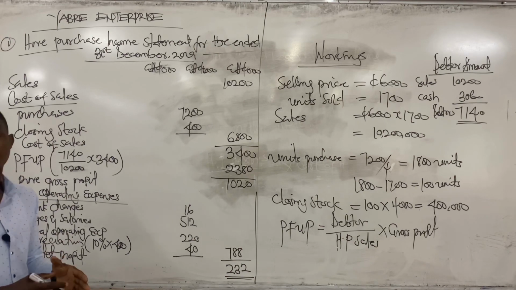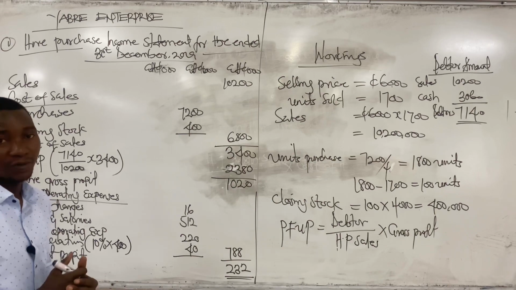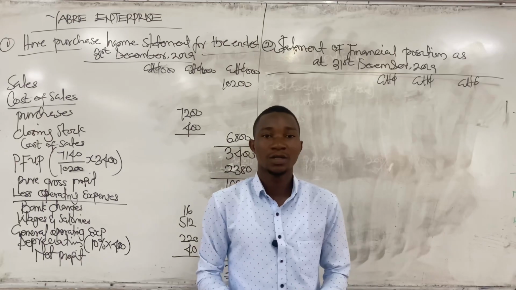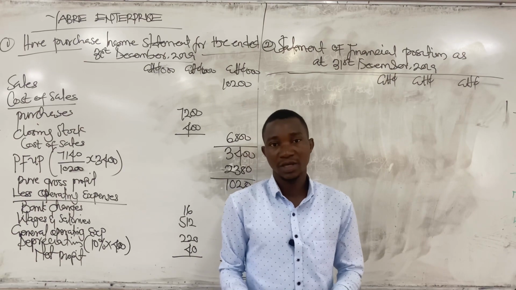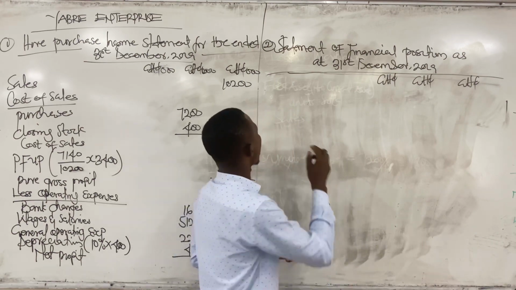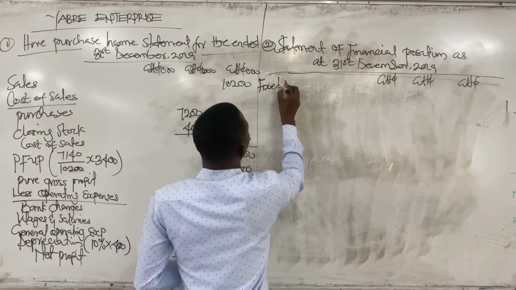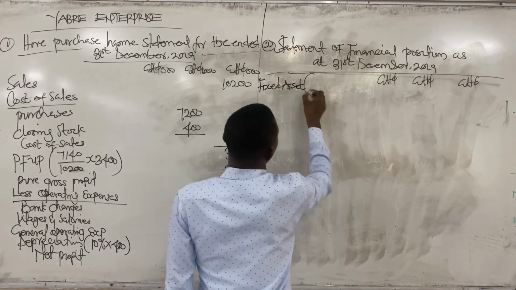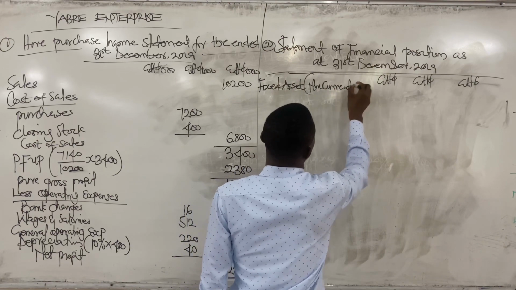Okay, so let's also consider the B part by looking at the statement of financial position as well. So to begin with the statement of financial position, from the question we begin with our fixed assets. Okay, so we have fixed asset, that is the non-current asset.